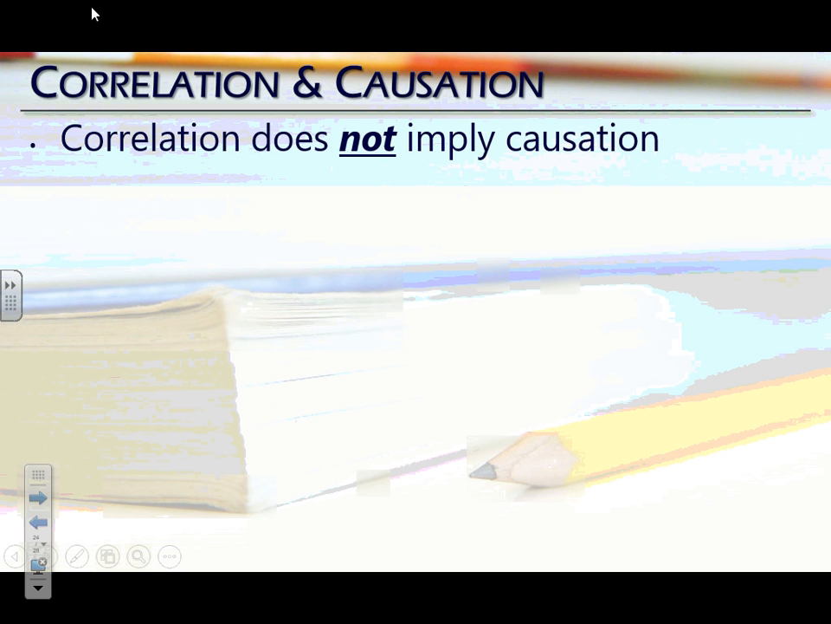So this needs to become kind of your mantra. This is something you need to tell yourself over and over again. When you see the word correlation, it does not mean there's a cause and effect there. It's possible that there's cause and effect, but correlation itself does not guarantee it. So what does correlation represent? It just means that as one goes up, the other goes up, or as one goes up, the other goes down. It's just saying that there's either a positive or a negative association.